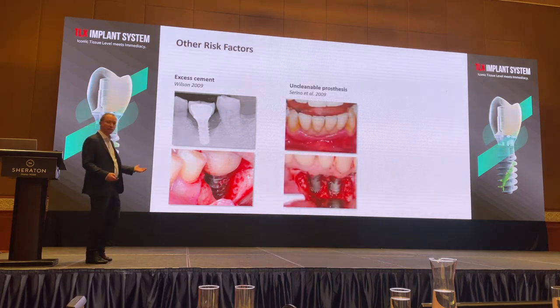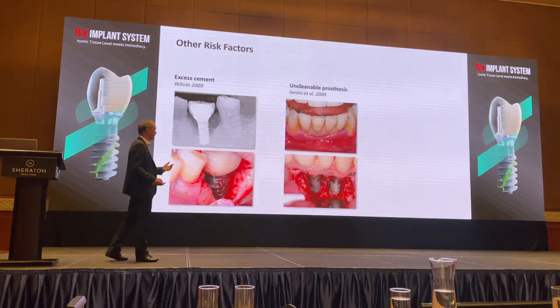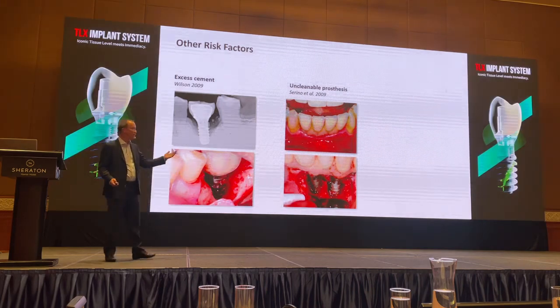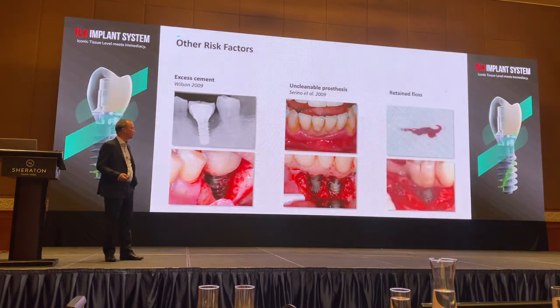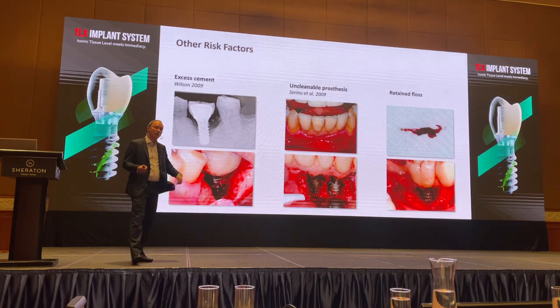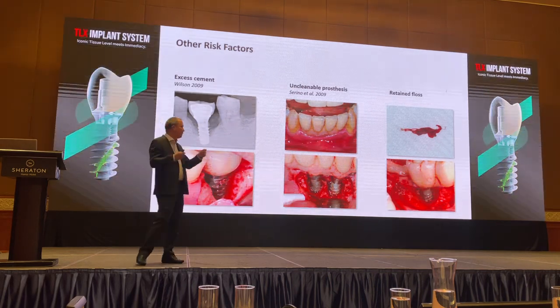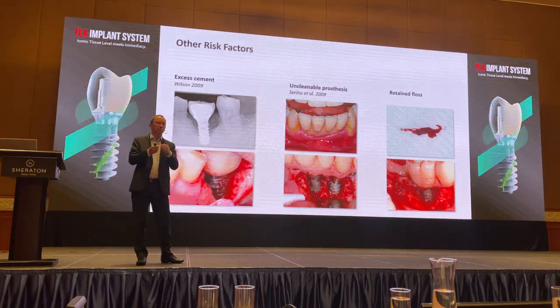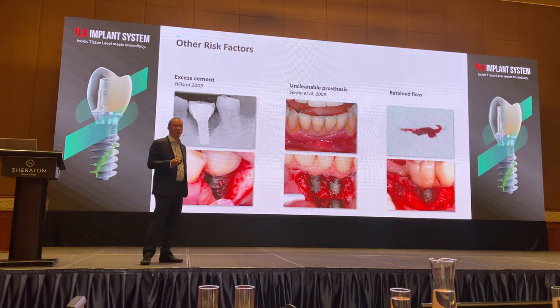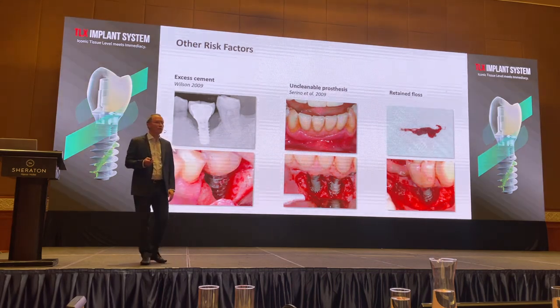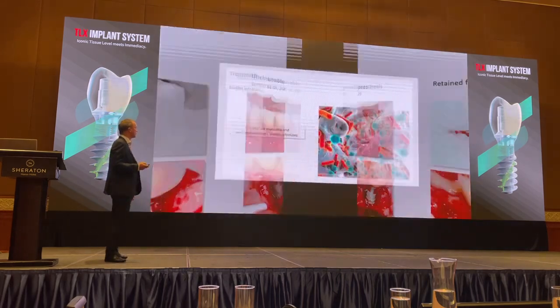And then an uncleanable prosthesis. If the patient cannot clean, you cannot clean, nobody can clean it, you're going to run the risk of developing problems. And then we used to ask our patients to use superfloss to clean underneath. It resulted in a lot of floss being caught, tags, and developed peri-implant infection. So these are all things that are iatrogenic.